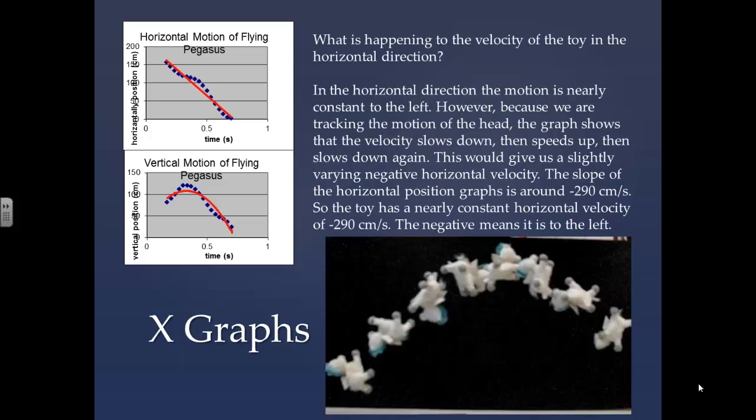In the horizontal direction, the motion is nearly constant to the left. However, because we're tracking the motion of the head, the graph shows that the velocity slows down, then speeds up, then slows down again. This would give us a slightly varying negative horizontal velocity. The slope of the horizontal position graph is around negative 290 centimeters per second, so the toy has a nearly constant horizontal velocity of negative 290 centimeters per second. The negative means it's going to the left.